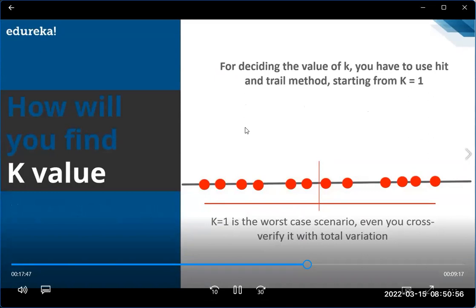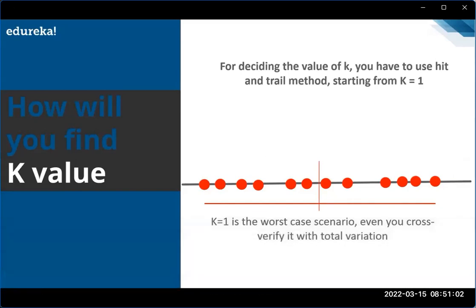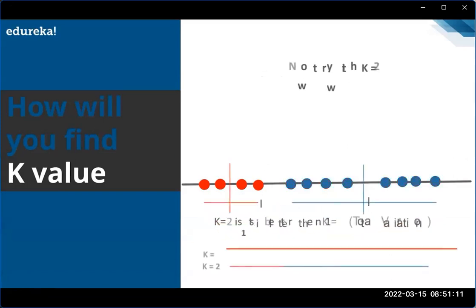You can even decide it by calculating its total variance. By this what I mean to say, suppose you have 20 data points, and you are creating 20 clusters. This would be the worst case scenario, if all the 20 points are lying within the 20 different clusters. Now let's try with K equal 2.